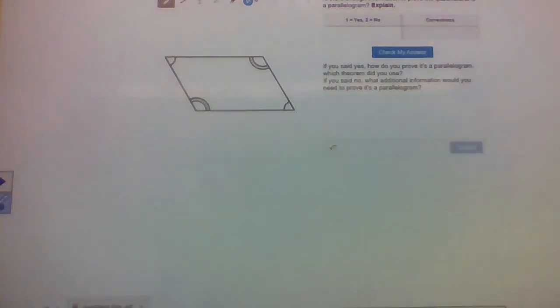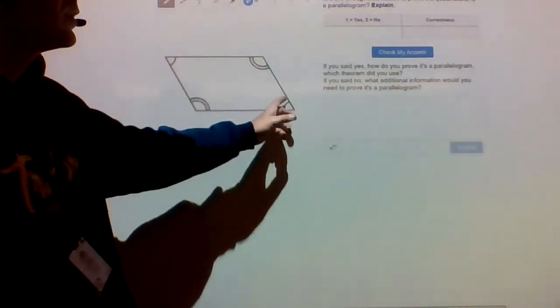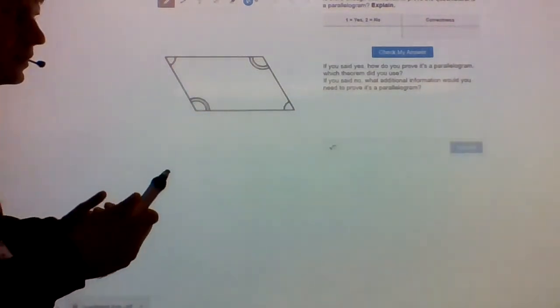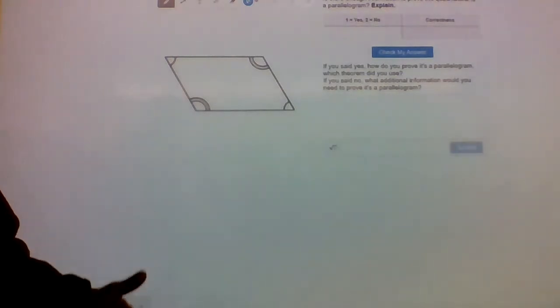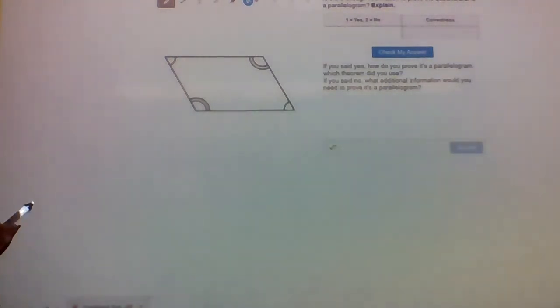Okay. Is there enough information to prove that the quadrilateral is a parallelogram? So we know opposite angles are congruent, so that one would be a yes. If the opposite angles of a quadrilateral are congruent, then the quadrilateral is a parallelogram.